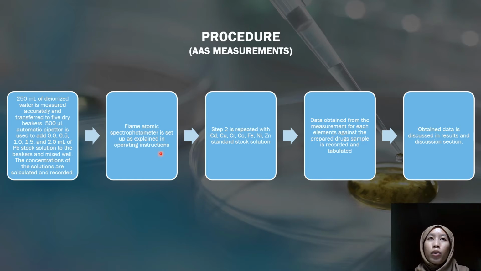Next, we can proceed to set up the flame atomic absorption spectrophotometer by referring to the operating instructions, which I will explain later. After that, we can repeat this second step by changing the stock solution to the other elements that we are testing. Data obtained from the measurement for each element is recorded and tabulated, and then the obtained data will be discussed in the results and discussion section.